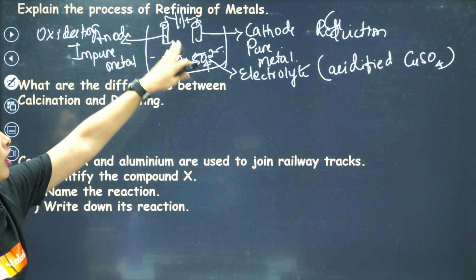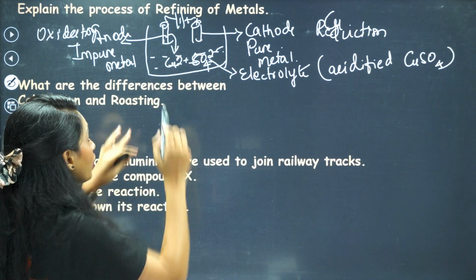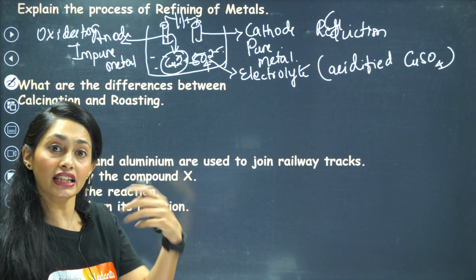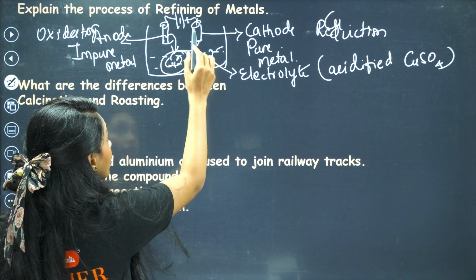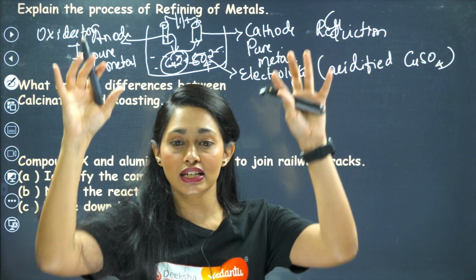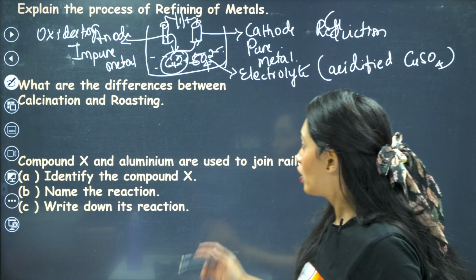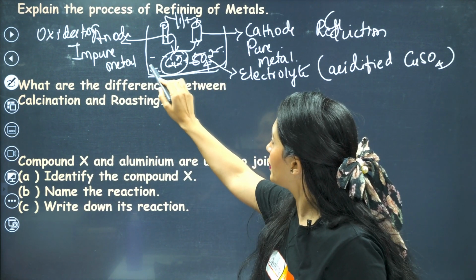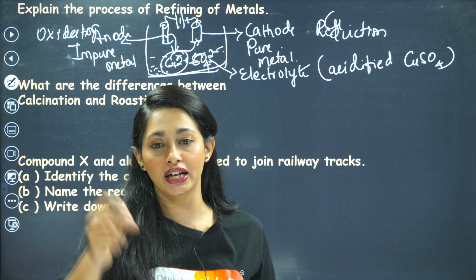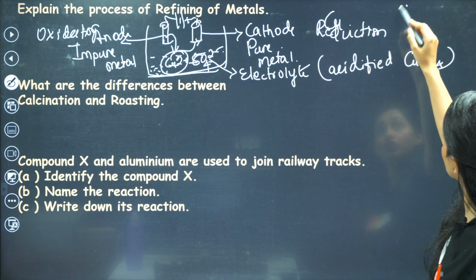From the impure anode, the copper 2 plus ions go into the electrolyte, and the copper 2 plus ions that were already in the electrolyte get deposited, or reduced, on the cathode. So the size of the cathode increases and the size of the anode decreases. The impurities are collected at the bottom of the anode, and we call it anode mud.